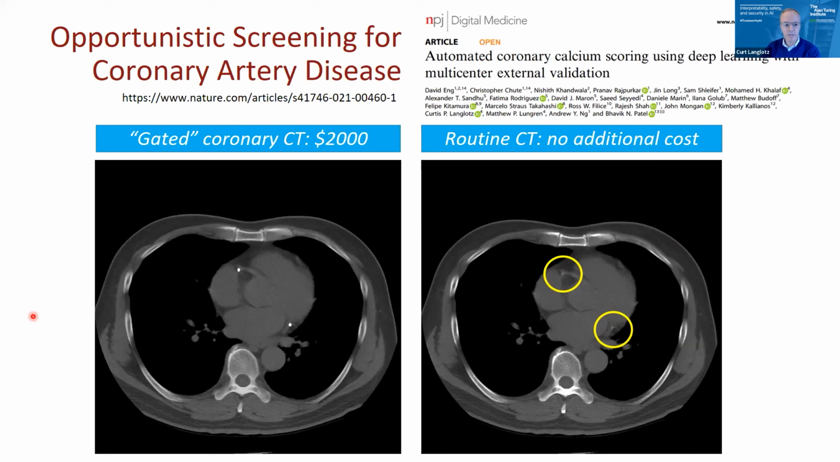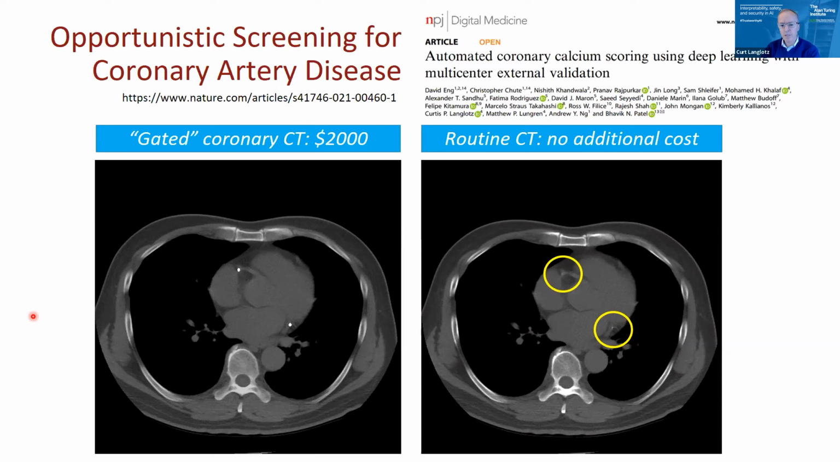The cost of this test can be around $2,000. On the right, we have the same patient who's imaged routinely. We might obtain this test for someone who's had trauma or may have pneumonia or following a lung nodule. And we don't typically gate the heart in that type of test. It's just a routine CT of the chest.